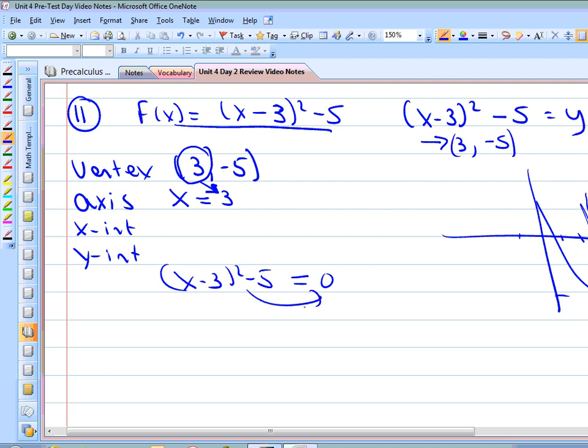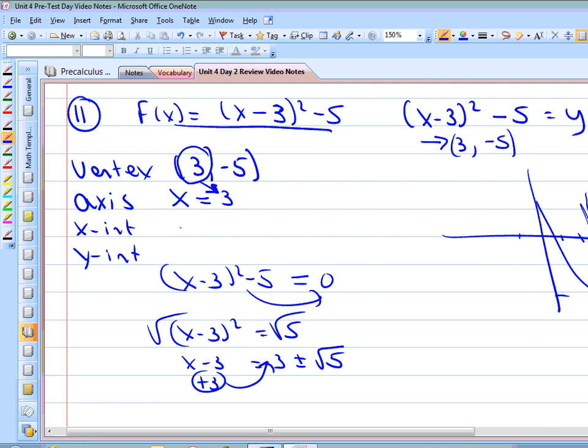We would move the 5 over. We would have (x - 3)² equals +5. We would square root, remembering plus or minus. x - 3 equals positive or negative square root of 5. Plus 3, stick it in front. So our x-intercepts are 3 plus or minus the square root of 5. So it's at 3 plus the square root of 5 and 3 minus the square root of 5. That would get us our x-intercepts.